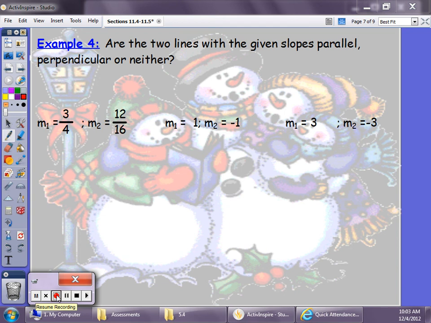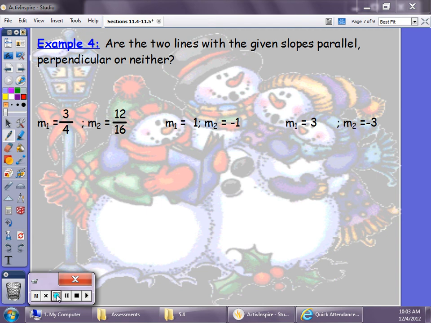Are the two lines with the given slopes parallel, perpendicular, or neither? Let's go ahead and look at example 1. So remember, if we multiply the slopes and they give us a product of -1, they're perpendicular. If the slopes are the same, it means that they rise and run at the same rate, which will give us a pair of parallel lines. And if they give us neither of those, then they're just a set of intersecting lines.